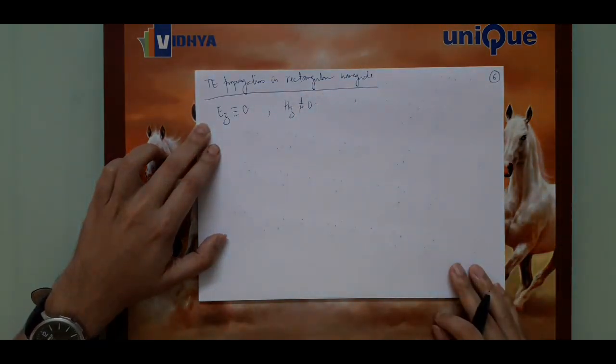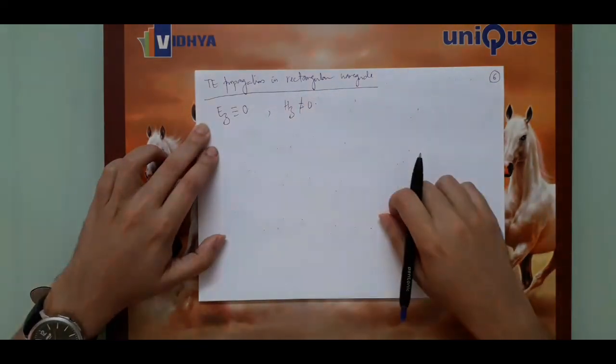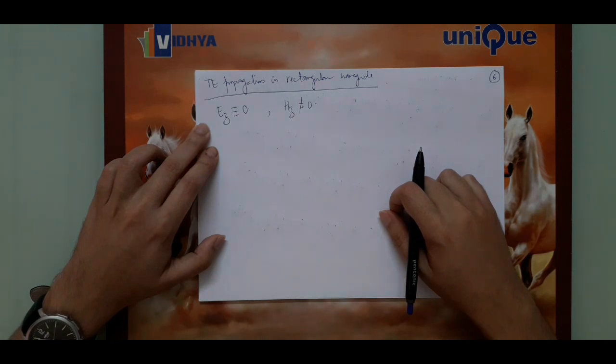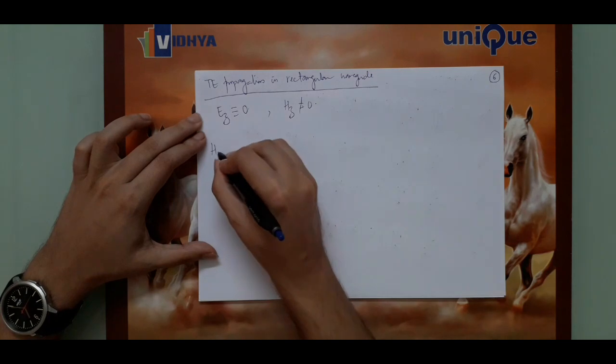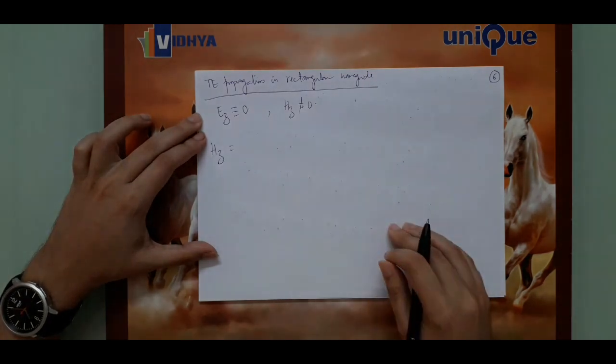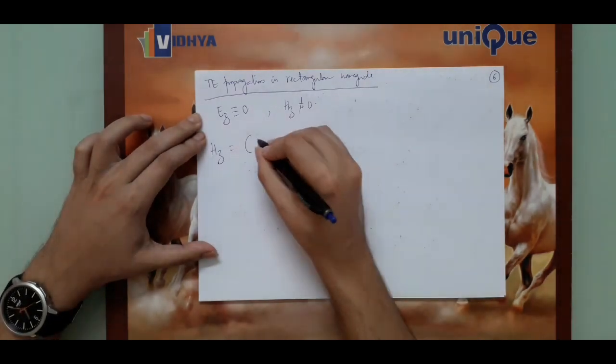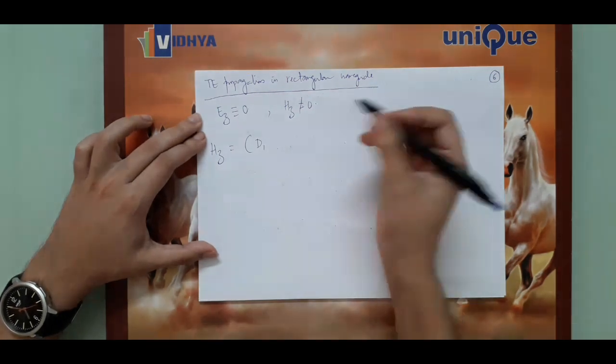Again, if you solve for Hz in a very similar way like we did for Ez in case of TM, you will see that the nature of solution for Hz will be of a very similar form, which will have some constants, let us say D1 as some constant.